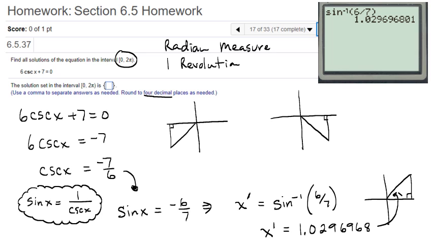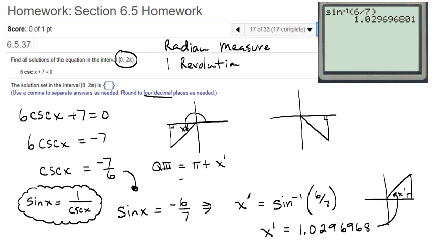So that is the reference angle. So x prime, or reference angle of x, is 1.0296968. So we got 1, 2, 3, 4, 5, 6, 7. A little bit of an overkill, but that's fine. All right, so that's the reference angle right there, but according to ours here, we want to be in quadrant 3. So quadrant 3 is going to be that angle. That's the angle measurement we want right there. So we want to go half a circle, and then we want to go some more.